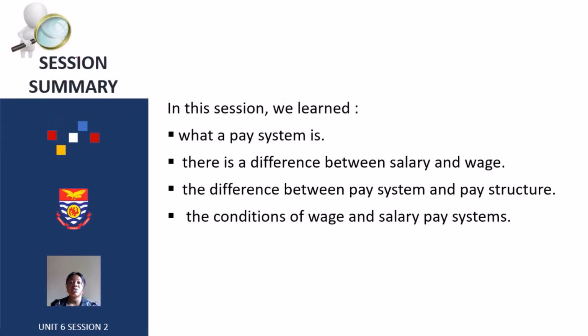We've come to the end of the session. I believe we've learned what a pay system is. We've also learned that there is a difference between salary and wage. Salary is for people paid on a monthly basis, while a wage is a daily or hourly payment for employees. We've learned the difference between a pay system and a pay structure. We've identified the conditions of wage and salary pay systems.